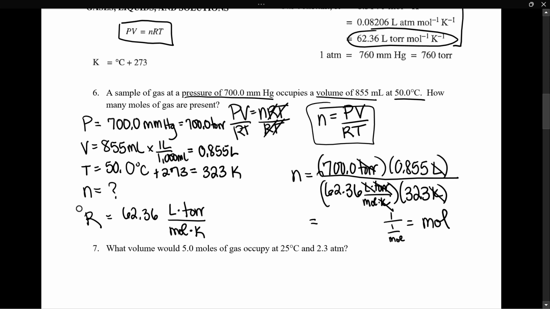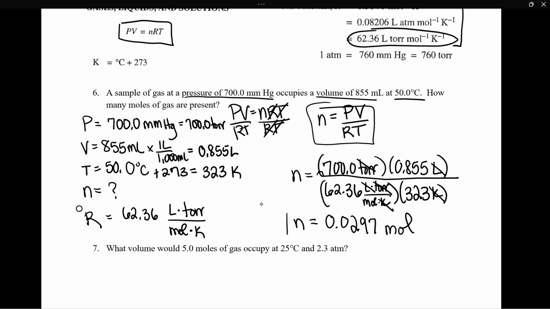Cool. So when I plug this all in my calculator, 700 times 0.855 divided by 62.36 divided by 323, I will end up with an answer that is in moles. And so I get 0.0297. I have this rounded to 3 sig figs. That is based on my volume here, and my temperature. It looks like we're both to 3 sig figs, but mainly my volume, I think, is the one limiting that. So that is my number of moles of gas in that sample.